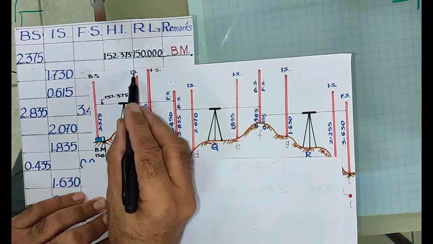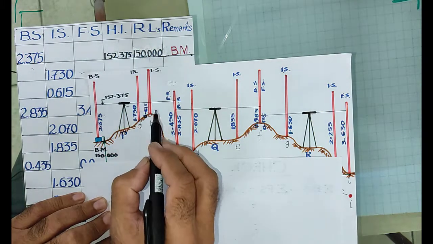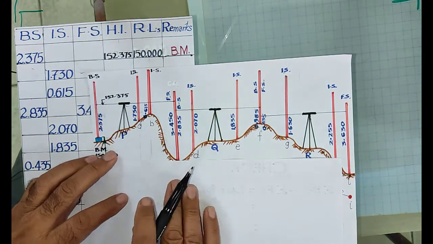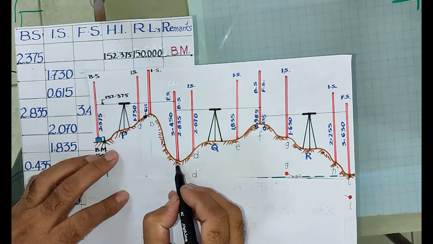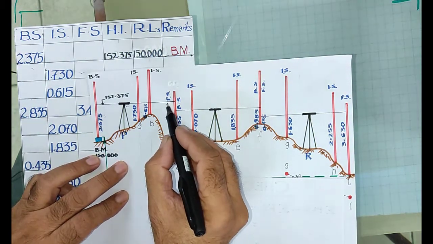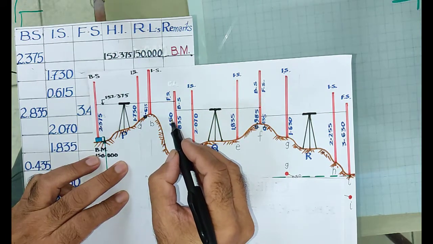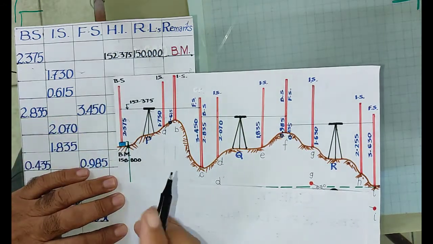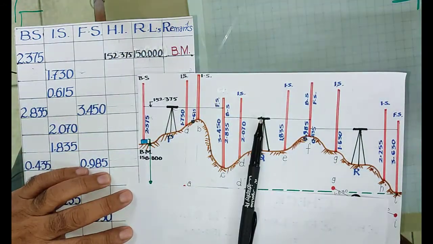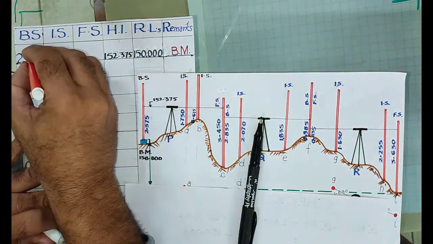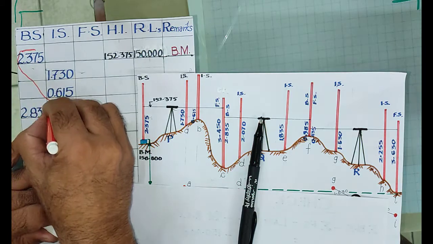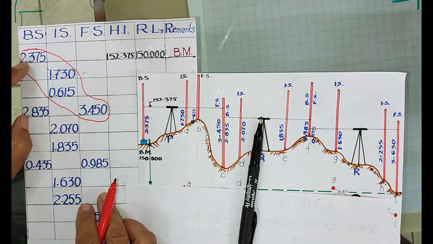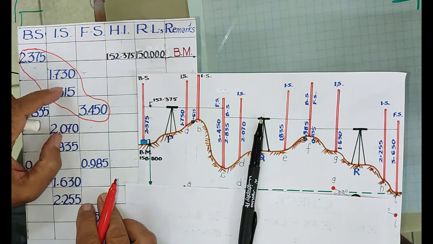This will be my intermediate side. Its value is 1.370. This is again my intermediate side. Its value is 0.615. And the last reading I have recorded on point C. This will be the last reading of the setting, 3.450. Okay, as I have given in this table. So it is very much clear, this is my first setting. First reading is backside, last is foresight, remaining are intermediate side.